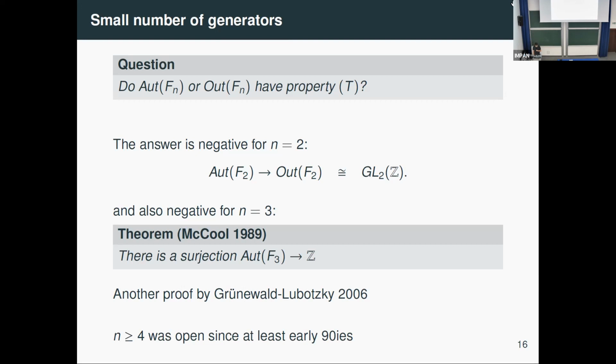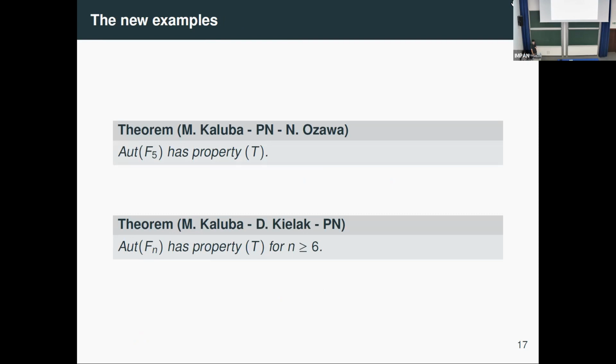So the theorems that I'd like to present are answers to this problem. The first one is with Marek Kaluba and Narutaka Ozawa: Aut(F5) has property T. This was the starting point. And then with Marek and Dawid Kielak, we proved that Aut(Fn) has property T for n greater or equal than 6.